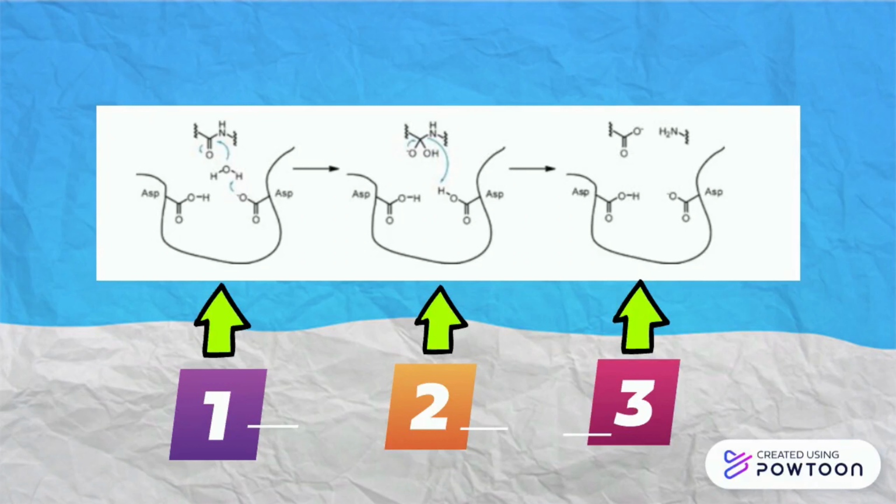Rearrangement of the intermediate causes the protonation of the amide on the substrate, completing the cleavage reaction of the substrate peptide into two product peptides. There is also a water molecule associated with the peptide bond that is cleaved.